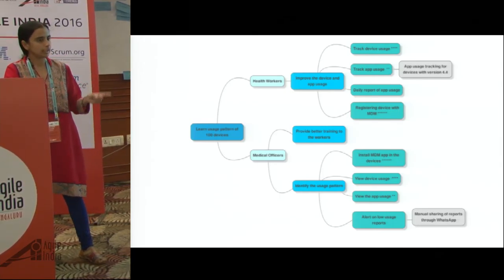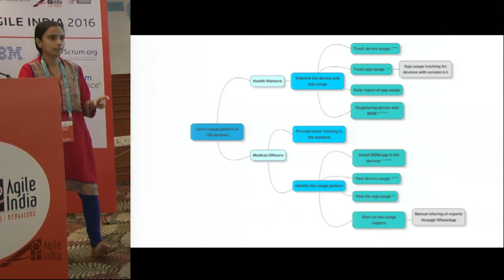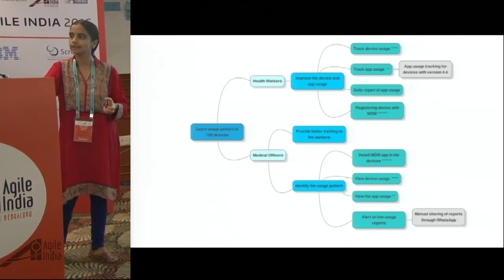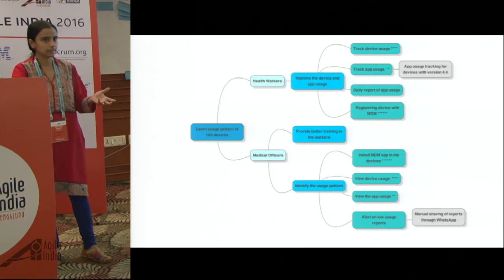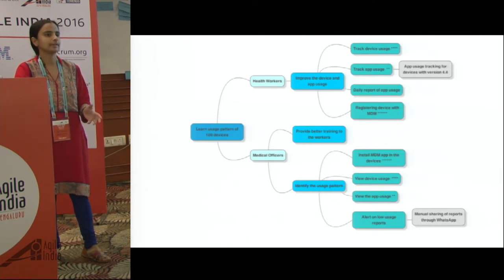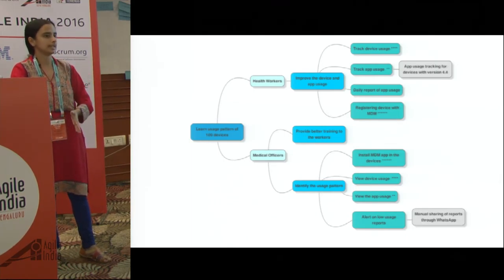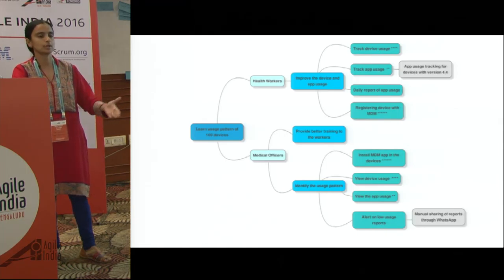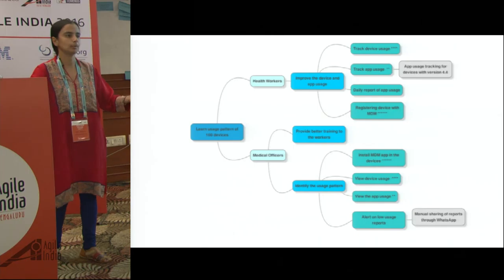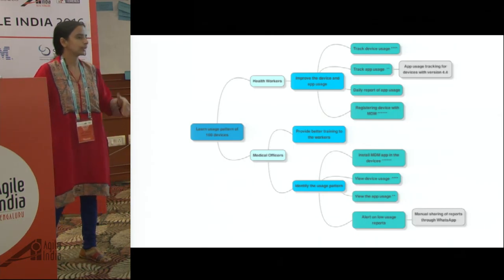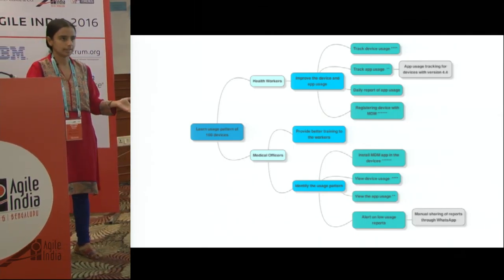This became very useful because certain APIs to track the app usage have changed in the latest version of Android. So rather than adding code for supporting the latest version, we realized, okay, let's not support this particular feature in the latest version of Android. We'll support only the 4.4 version of Android. So those kinds of decisions can come when you ask the right question.